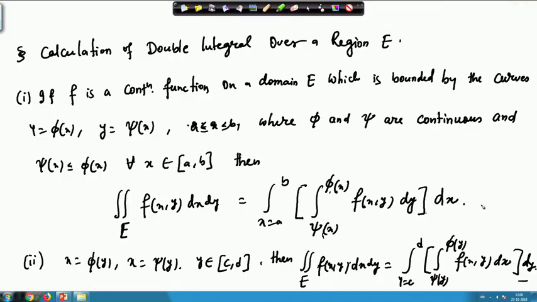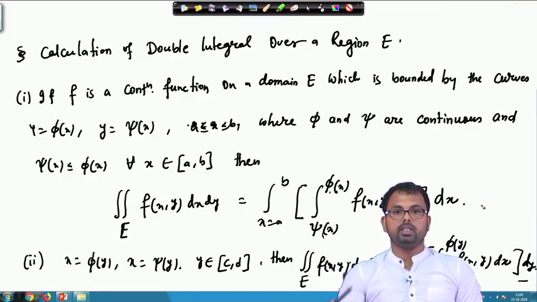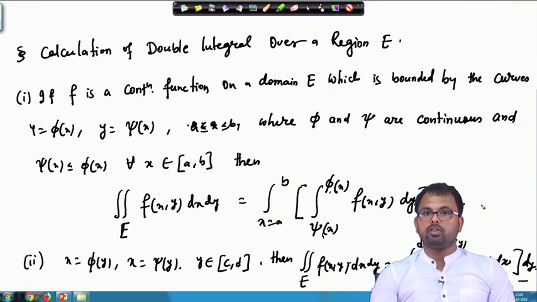We will stop here for today, and in the next lecture we will basically start with the examples, where instead of rectangles we will have regions to perform the double integral.